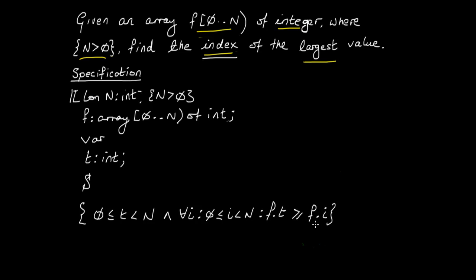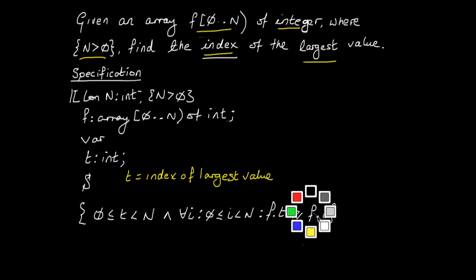Now, why are we saying f dot t greater than or equal to f dot i? Well, if the program s has done its job, t will equal the index of the largest value. So if t is equal to the index of the largest value, then f dot t will be greater than or equal to all the other values in the array, f dot i. And that's our program specification.